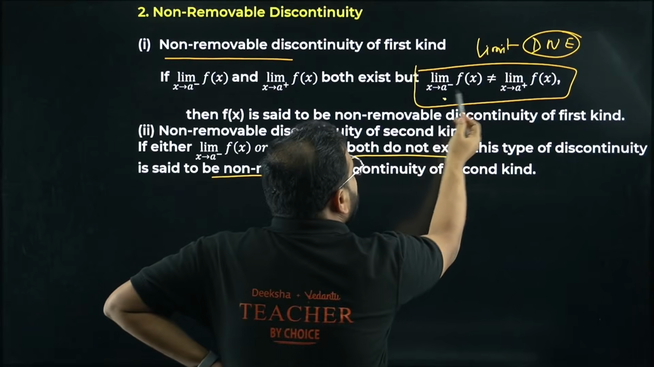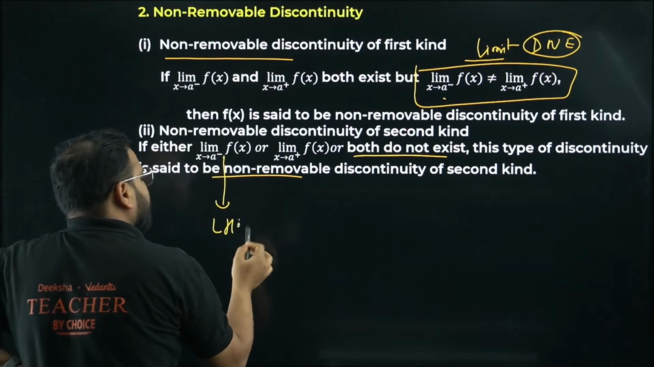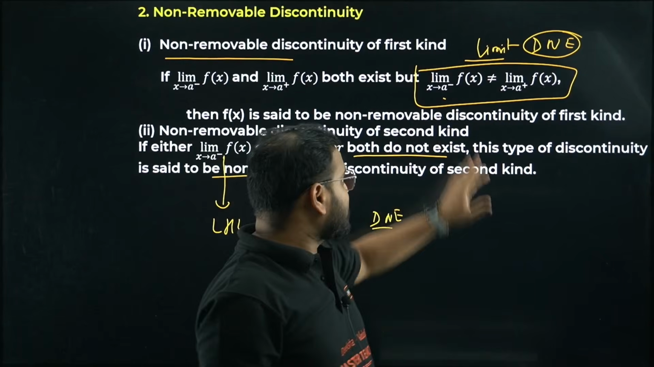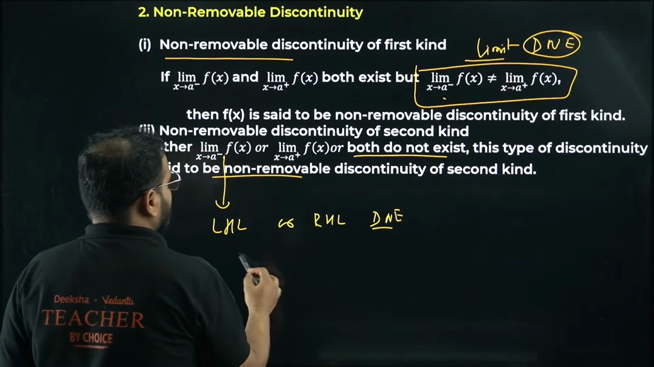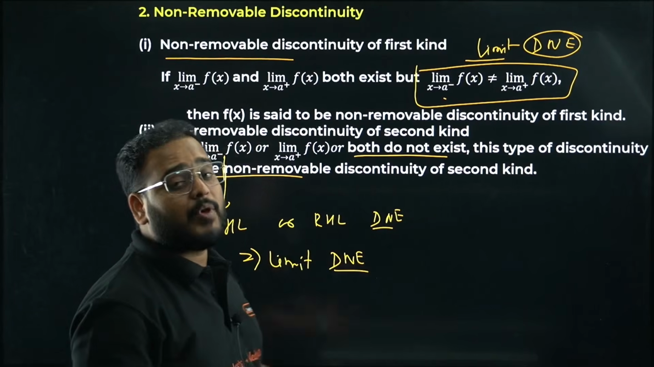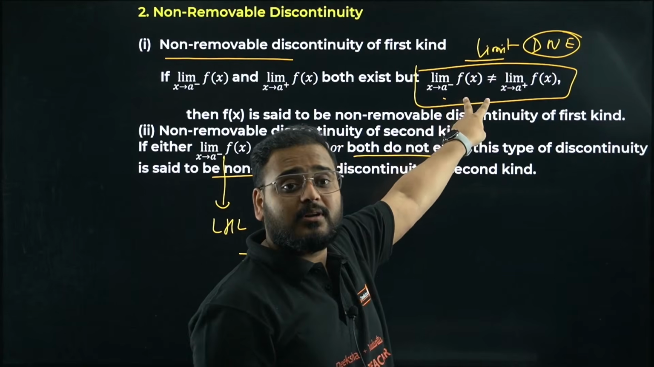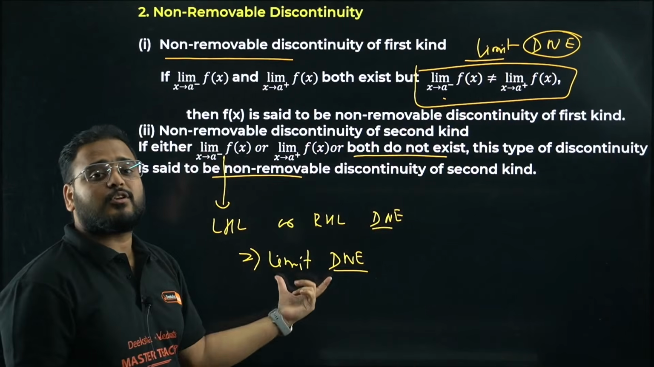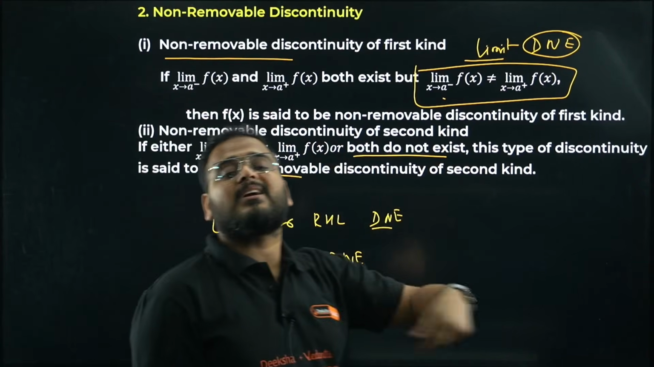Over here the limit is existing but not equal, which is also called limit does not exist. And here they are saying LHL or RHL does not exist. Here the difference is that LHL exists, RHL exists but they are not equal to each other, so the limit does not exist. For a limit to exist, LHL and RHL should exist and should be equal to each other. Same here: if LHL or RHL does not exist, the limit does not exist. I hope this is clear. These two are called non-removable types of discontinuity.